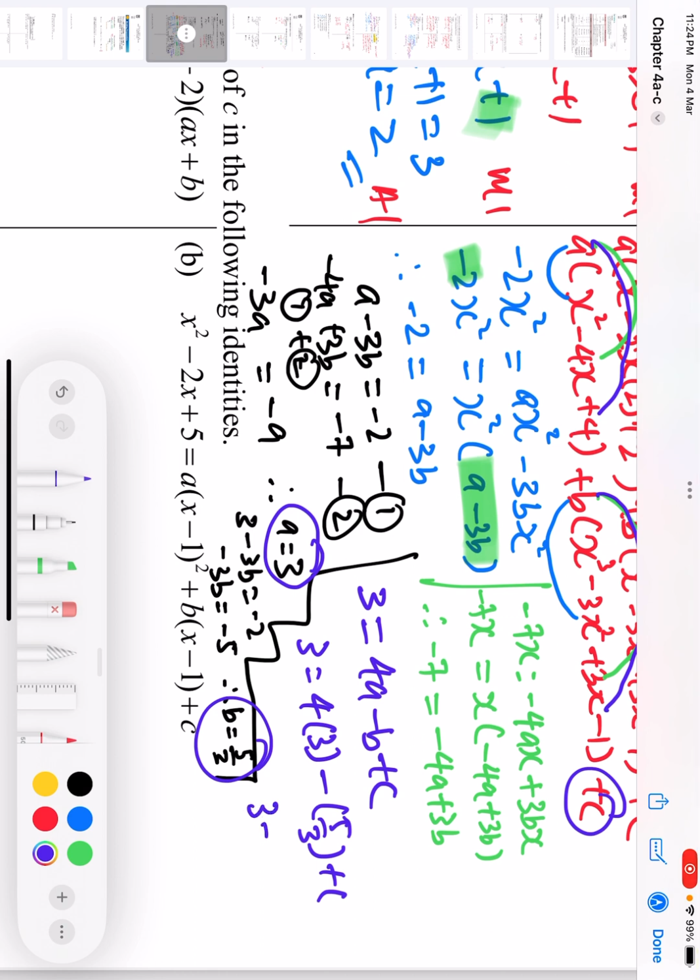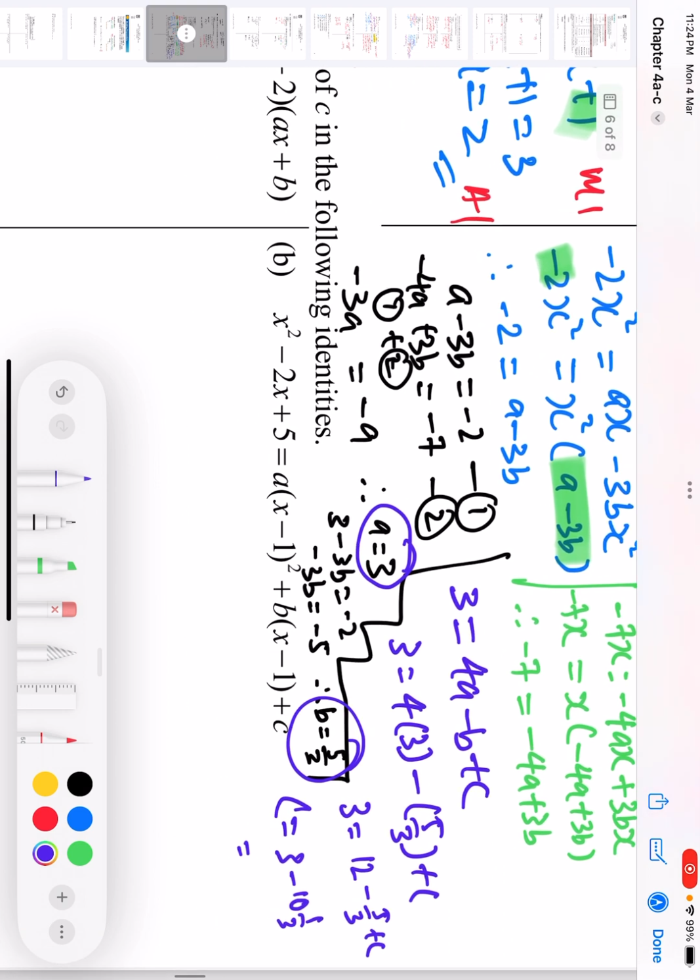Okay, so let's finish this. 3 is equal to 12 minus 5 over 3 plus c. So 12 minus 5 over 3 is 10 and 1/3. So I get c is equal to 3 minus 10 and 1/3. So I'll get negative 7 and 1/3.